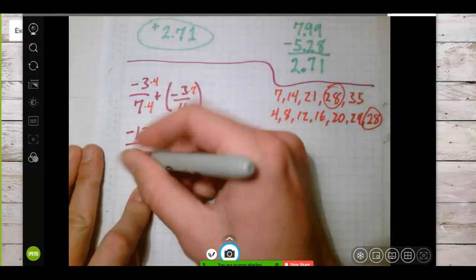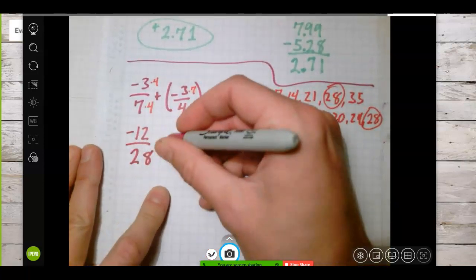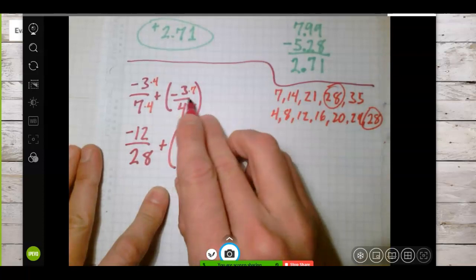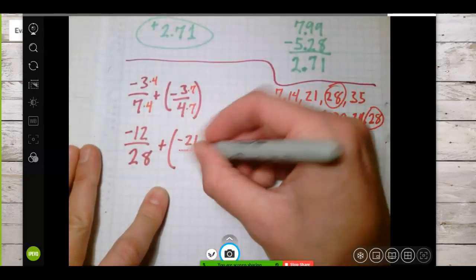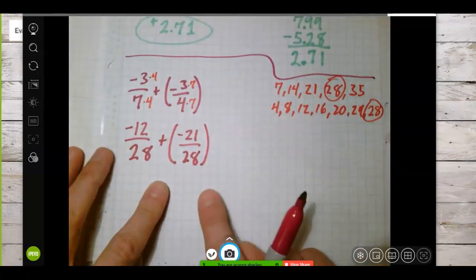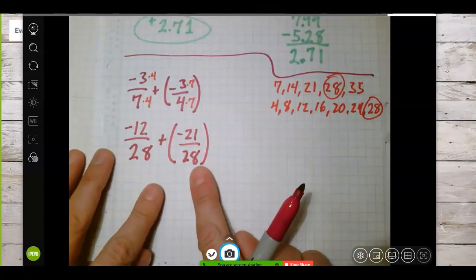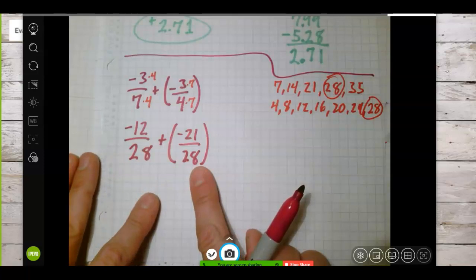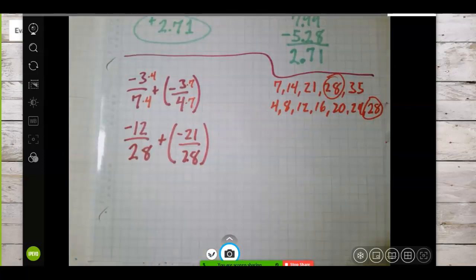7, 14, 21, 28. That makes sense because we wanted our denominators the same. Guys, like I tell you, I count up in my multiples. I don't just know the multiplication facts. I know you memorize them at some point in your life, but then it's all about learning how to do it.